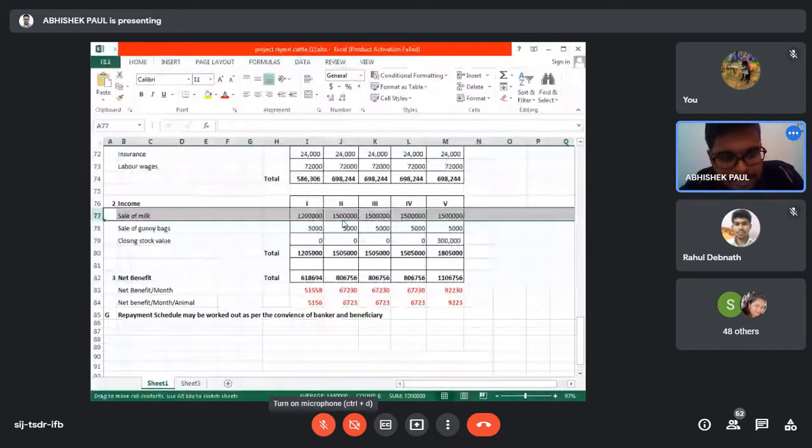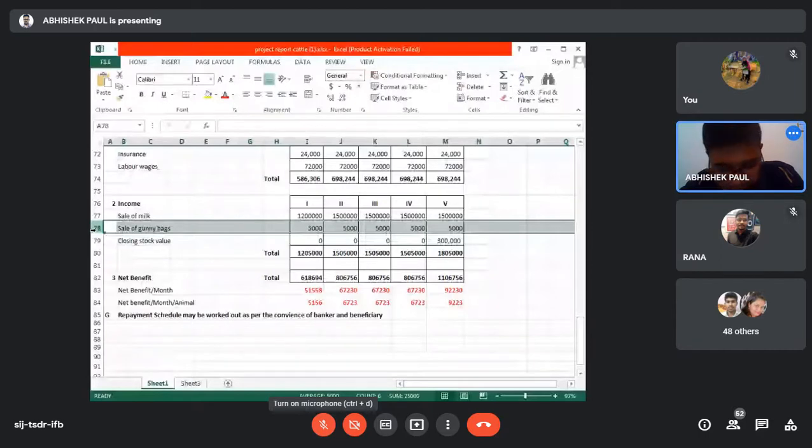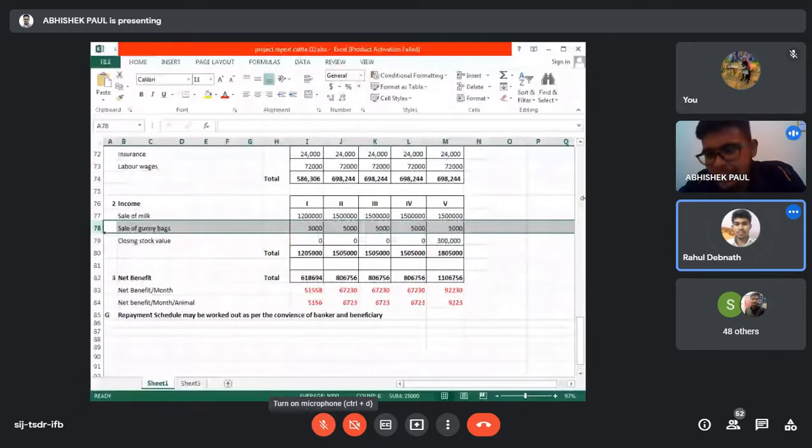Then sale of the gunny bag. What is a gunny bag? Where is it coming from? Any idea? Sir, jute. No, gunny bag, where will it come from? Buying of the feeding materials. Yes, very good.